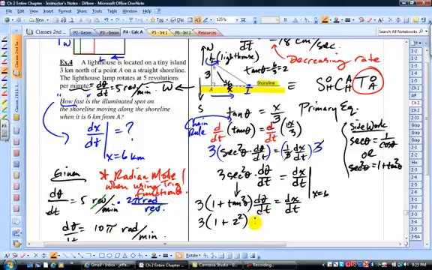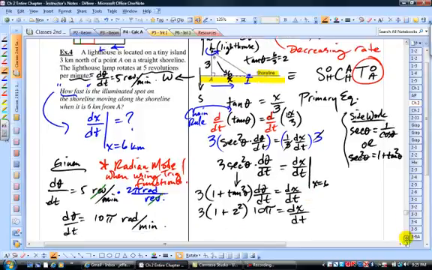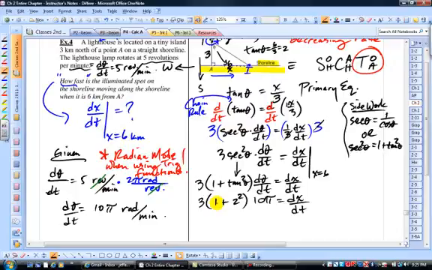pi radians per second. That's going to be equal to the change in x over time, which is how fast the illuminated spot is moving along the shoreline. So I got 4 plus 1, 5, times 3 is 15. 15 times 10 pi is 150 pi. We're talking about kilometers here. x is in kilometers because this is in kilometers. So we're talking about kilometers per minute here.